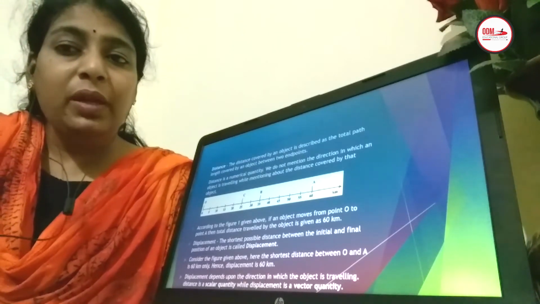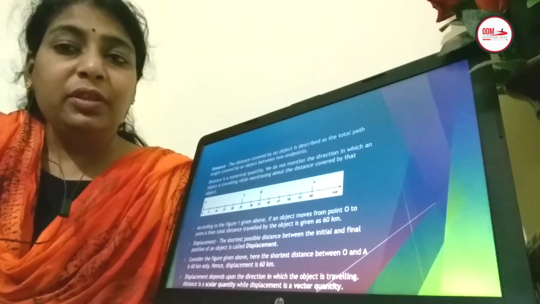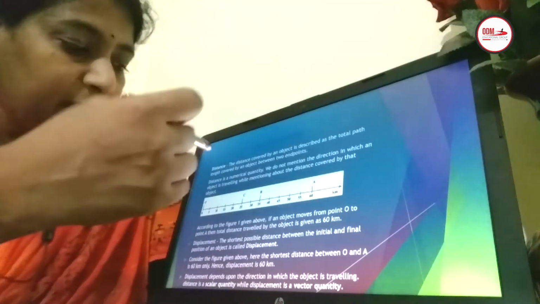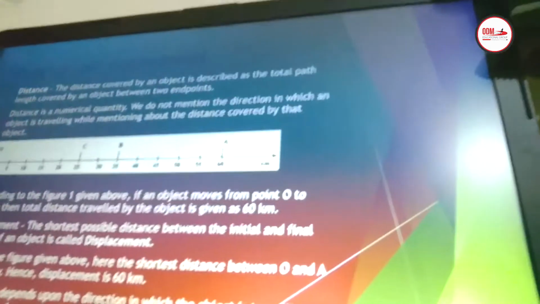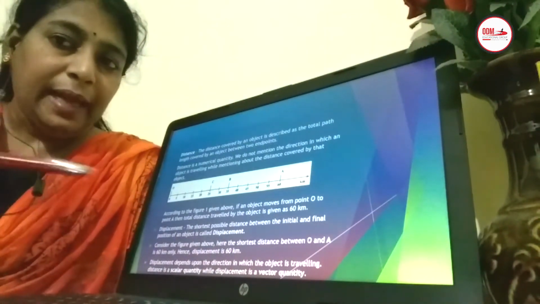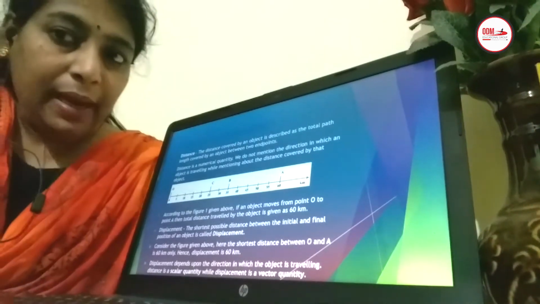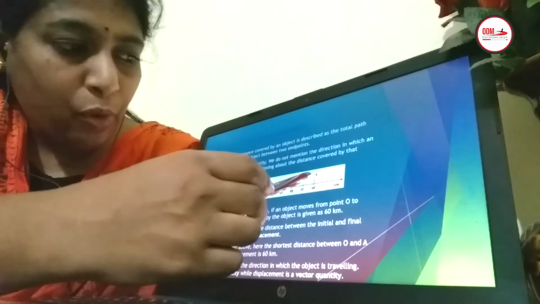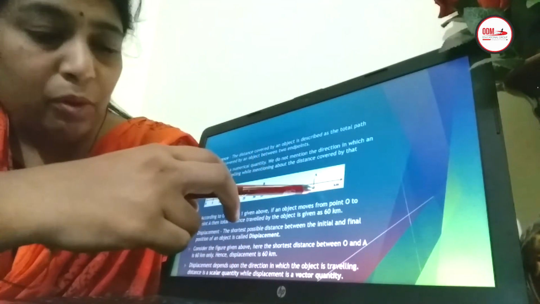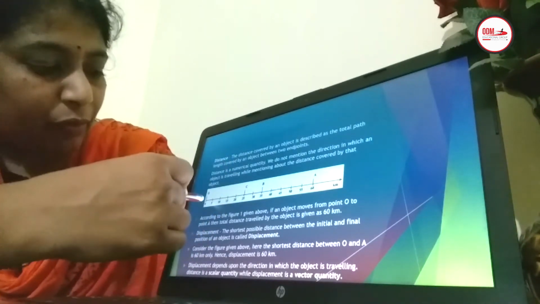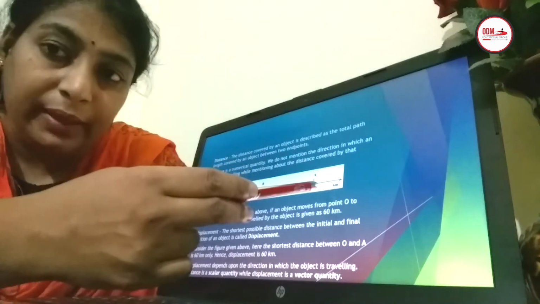Let me show you a diagram by which we can discuss whatever I have told. You can see here, this is the diagram. It is marked as a point O, which starts from 0, and point A, which is about 60 kilometers. But here, this is the initial point, this is the final point.